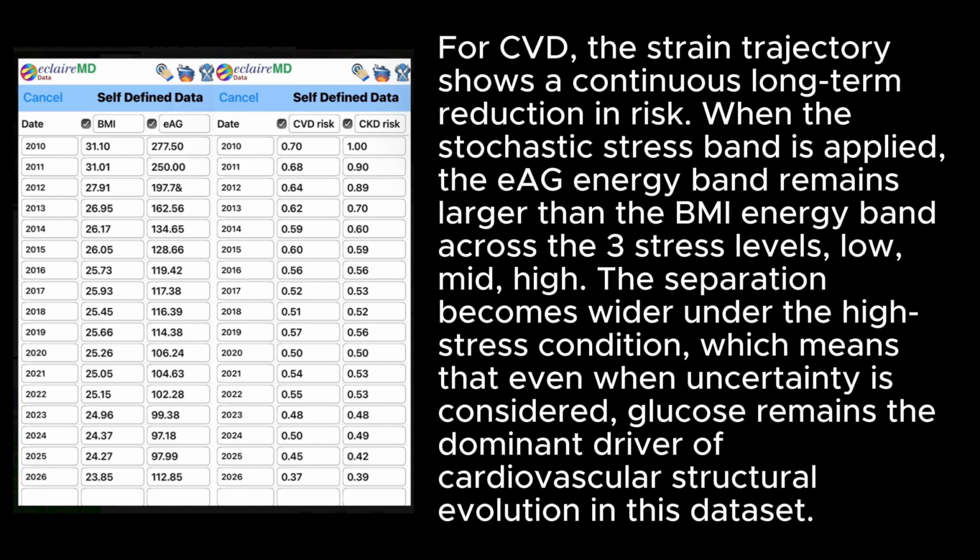When the stochastic stress band is applied, the EEG energy band remains larger than the BMI energy band across the three stress levels, low, mid, high. The separation becomes wider under the high-stress condition, which means that even when uncertainty is considered, glucose remains the dominant driver of cardiovascular structural evolution in this dataset.